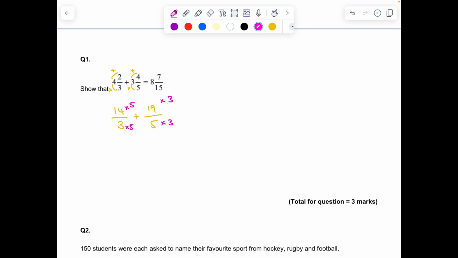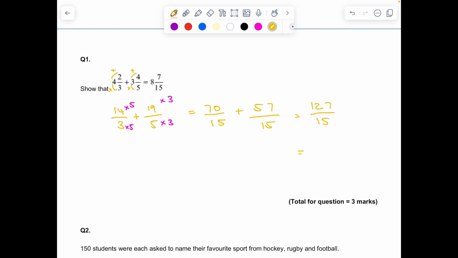So 14 times 5 is 70. So that's 70 over 15. 19 times 3 is 57 over 15. And that gives you 127 over 15.